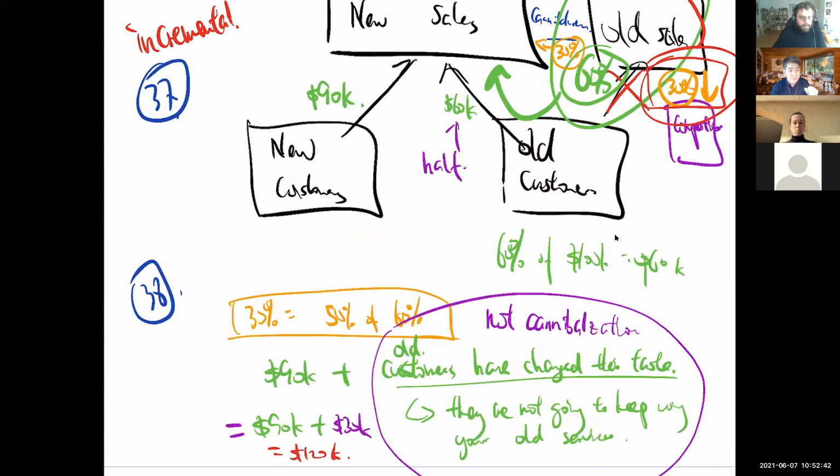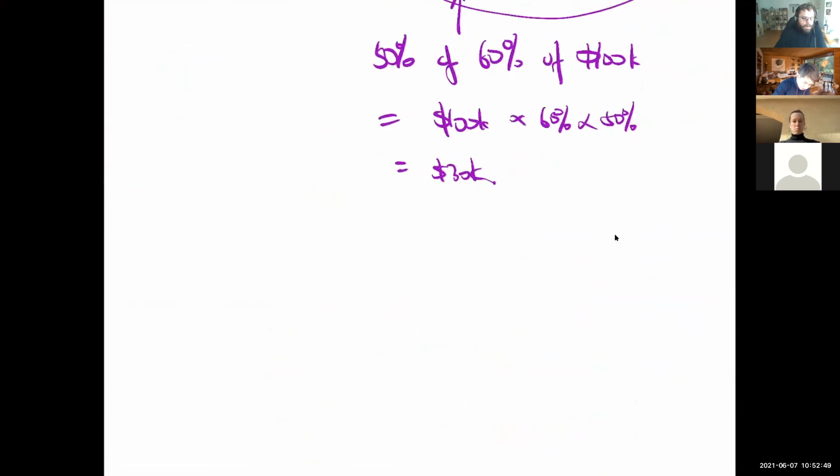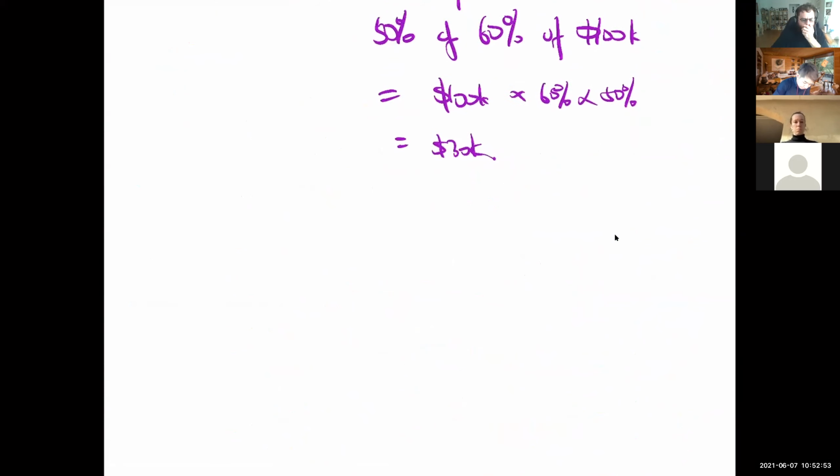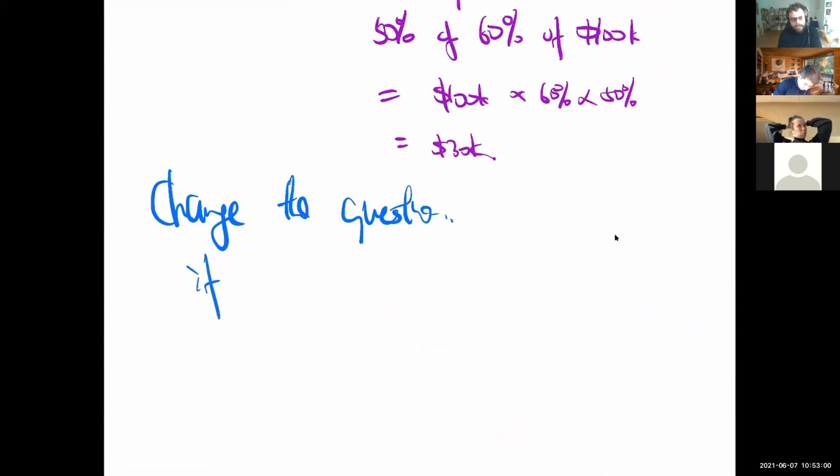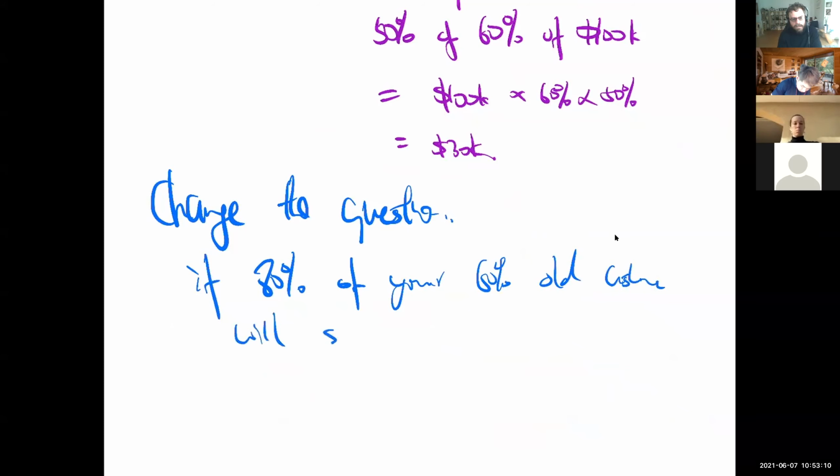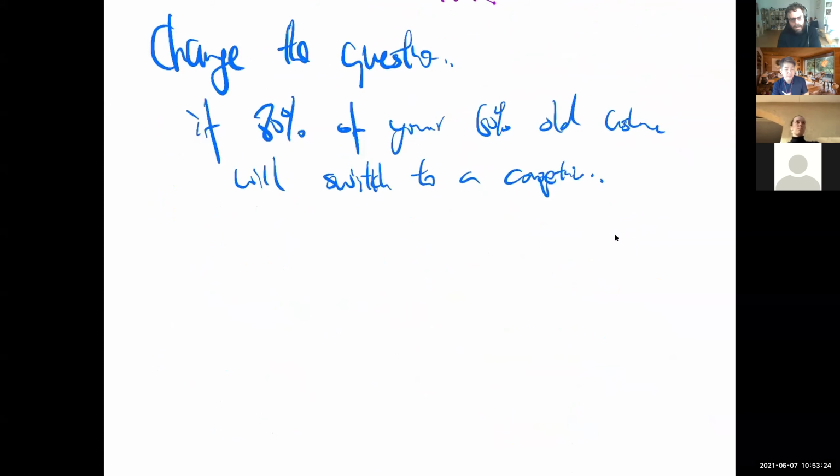But let's say you're not using 50%. For example, if I just change the question, hopefully it doesn't make it more confusing. If we change the question to: if 80% of your 60% old customers will switch to a competitor, right? That just means in this case, because of a new service, you have captured additional this.